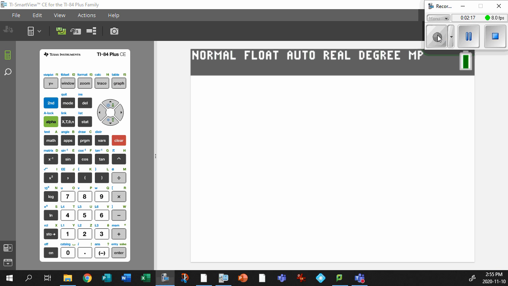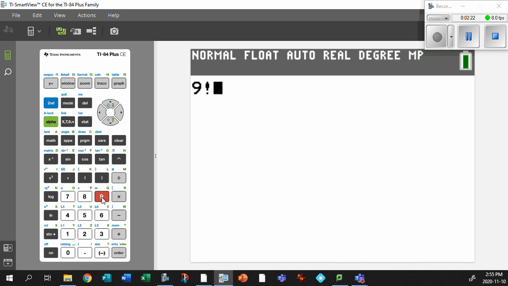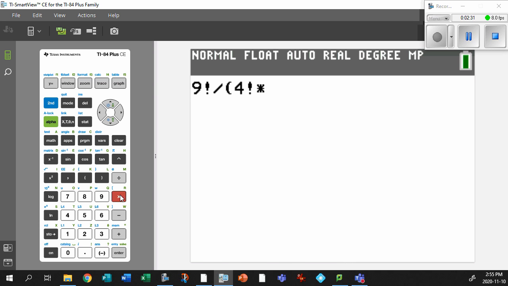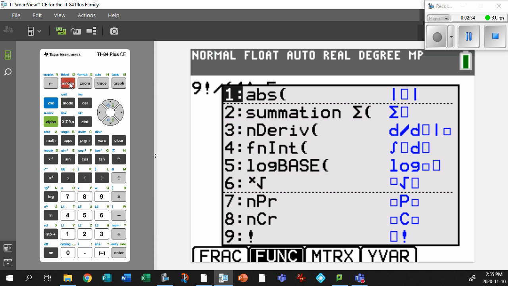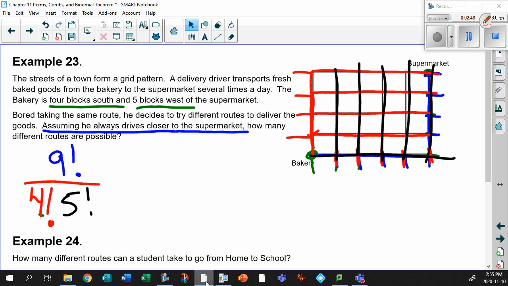On your calculator, it's simple. 9 factorial, right, divided by, and I like to put them in brackets, 4 factorial times 5 factorial. Look at that. Oh my goodness, calculator tricks all over the place. For a total of 126 different routes. That's how you do these kinds of questions. They're actually pretty cool. So he can go from one to the other 126 different ways.